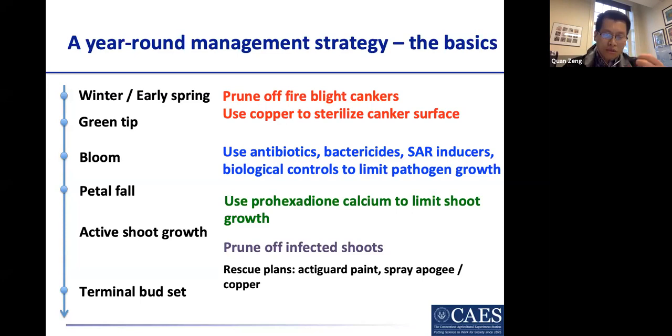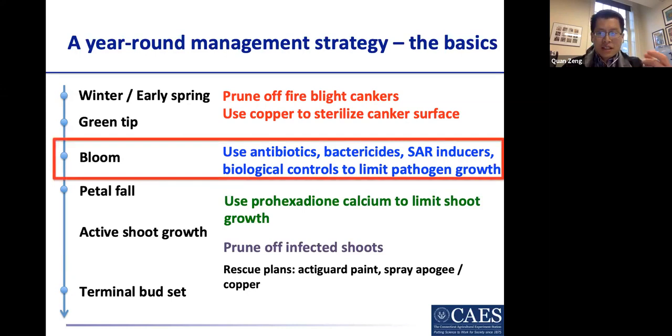When you see infected shoots in the summer, just prune them off and let them dry or burn them. Recently, some researchers have shown that once you have a ton of shoot blight infection, you can sometimes paint a concentrated formulation of ActiGuard on the removed canker, which can help to prevent the canker from reoccurring. Or you can spray Apogee, so that even if you have shoot blight already, later canker formation can be reduced.